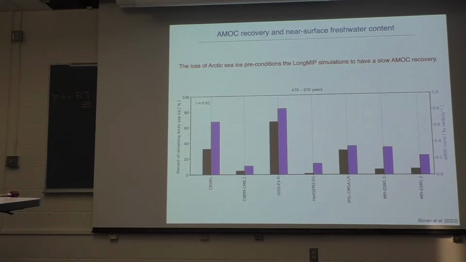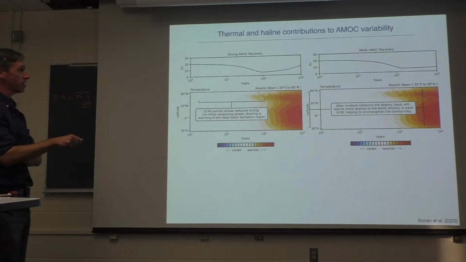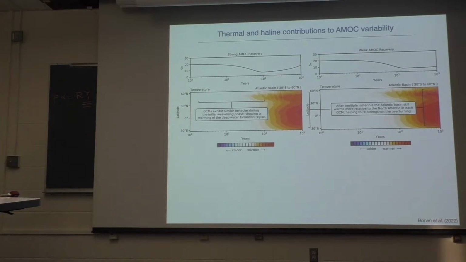Okay, so those models that don't lose much sea ice, where 70% of the Arctic sea ice still remains, are much more likely to have a rapid recovery, whereas those models that lose almost all of their Arctic sea ice tend to have a very, very slow recovery. And so if we just look at 2 end members here, one which is a strong recovery, one which is a weak recovery, I'm just going to show the temperature evolution and the salinity evolution as my last plot.